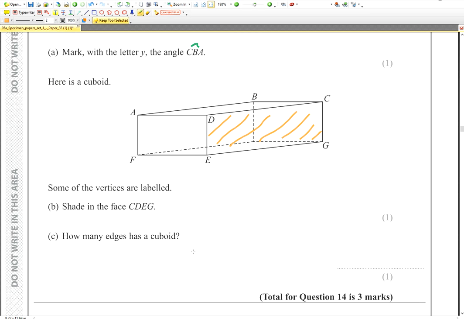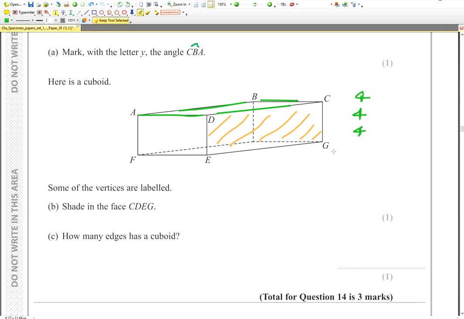How many edges has a cuboid? Samir, you know. 12. Define an edge for me, please, Samir, just for the class. What's an edge? An edge is where two faces meet. There's an edge here. 1, 2, 3, 4. 4 on the bottom as well, and 4 along the sides. So you got 4, add another 4, add another 4. That gives us 12.